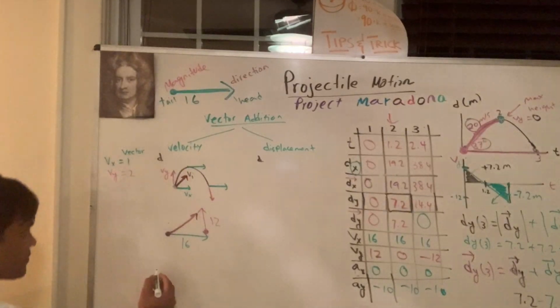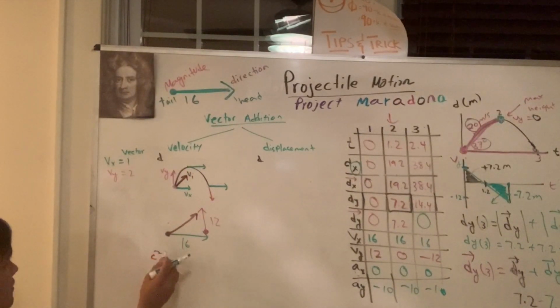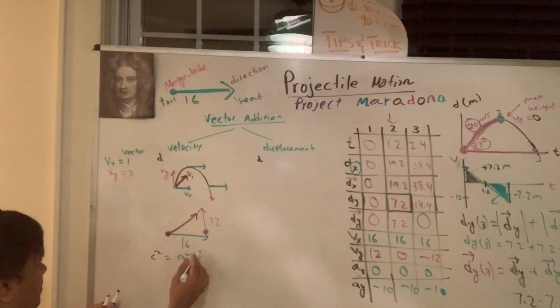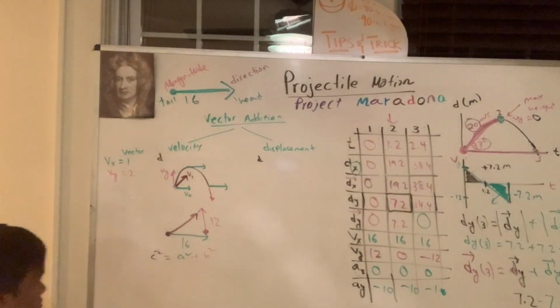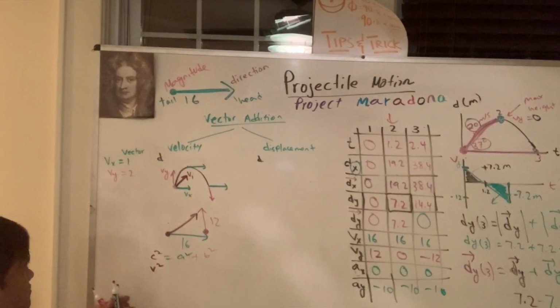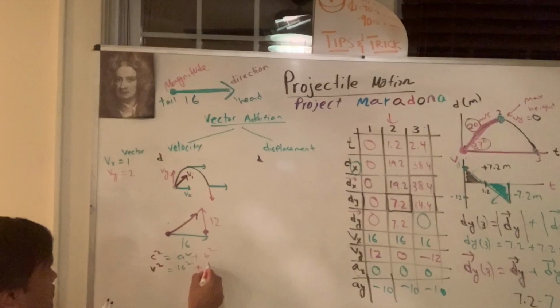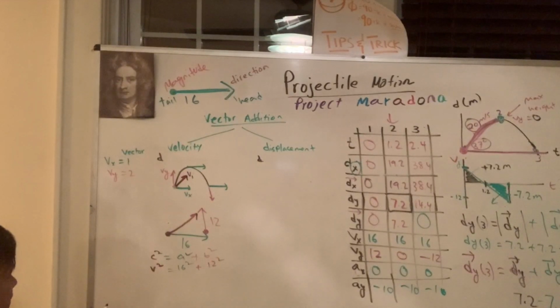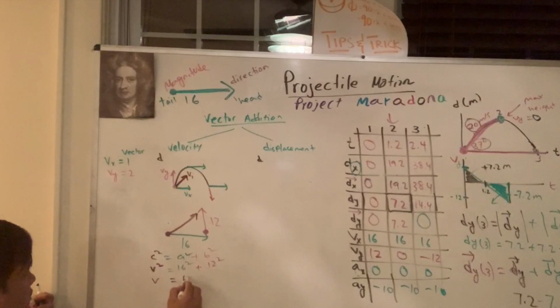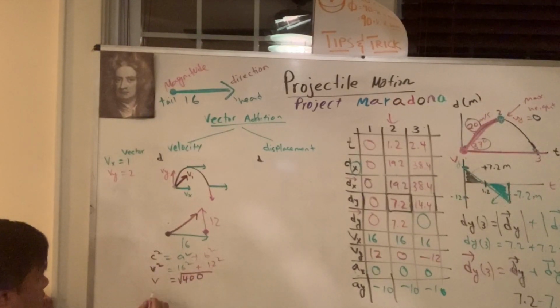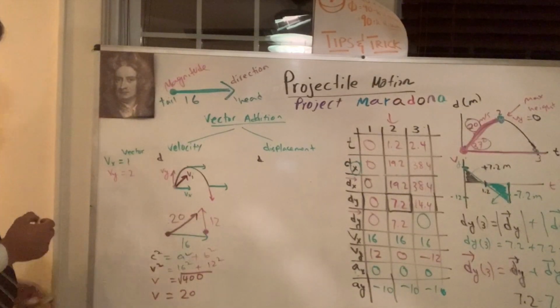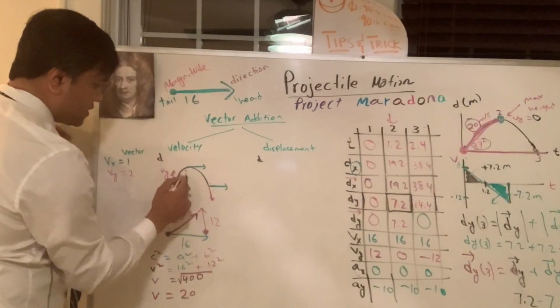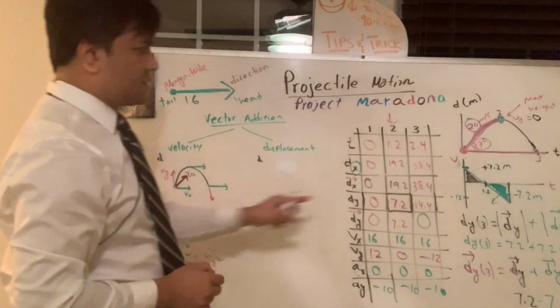So then what are you going to do? You're going to use c square is equal to a square plus b square. So c square is equal to v square, 16 square plus 12 square. So then v square is equal to 400. So then v is equal to 20. So this is 20. We already know, then this is 20.